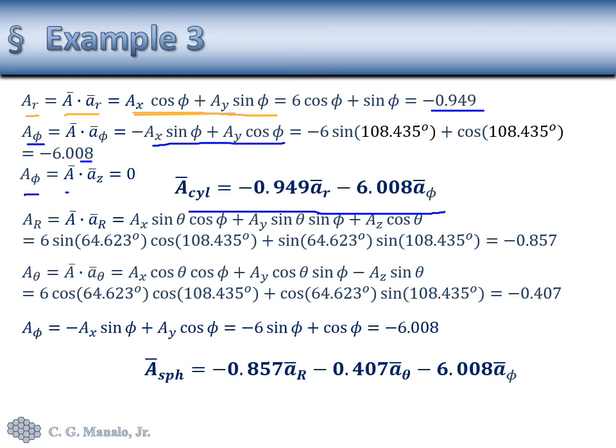And for the spherical coordinate system, we can use the table again to compute for the components. So A capital R, that would be this one. A theta, that would be this one. And A phi, that should be this one here. So this is our final answer for the spherical coordinate system.